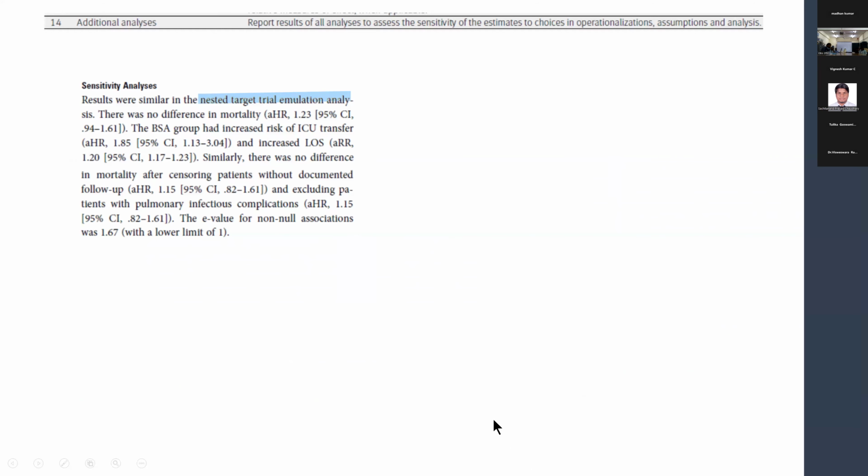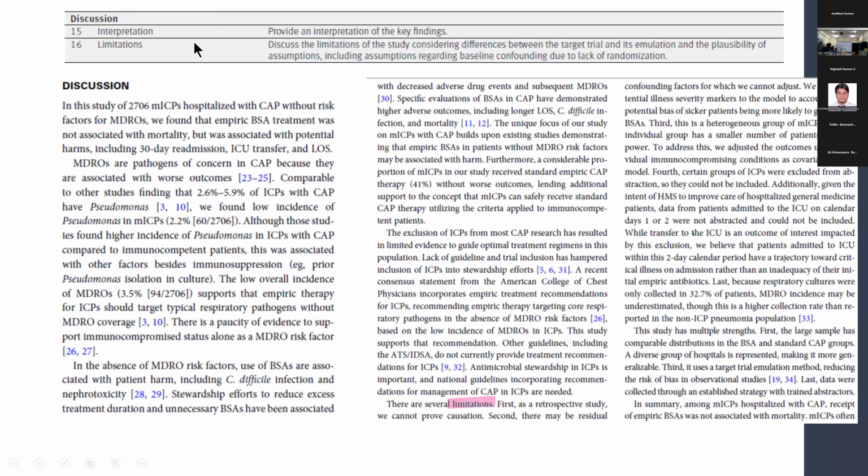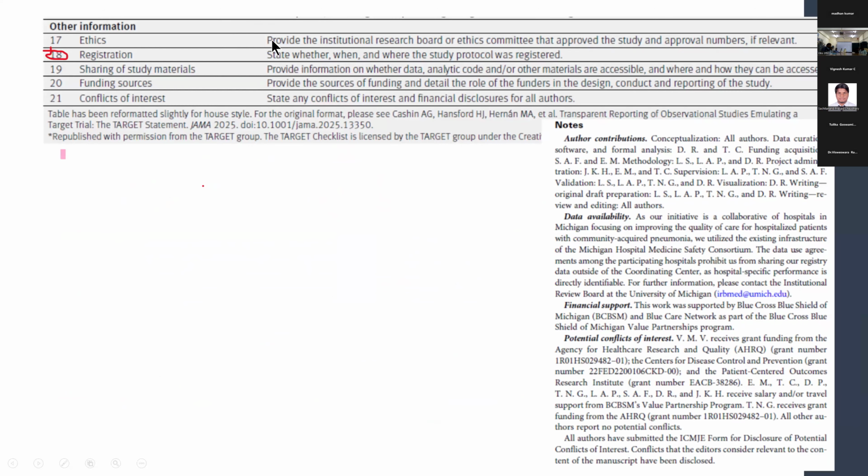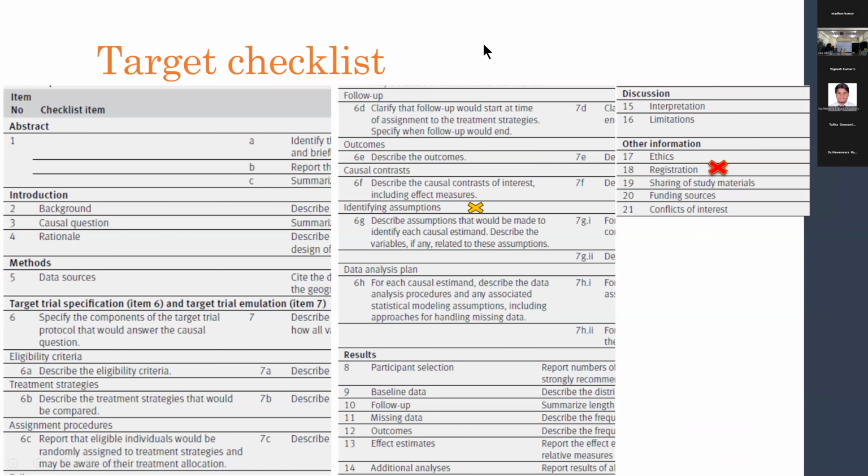And this is the second last part of the checklist, which talks about the discussion. They had interpreted the results. They had also mentioned their limitations. Other information, ethics. Normally they write, we have obtained approval from the ethics committee. Here they have not mentioned that, but they have actually given contact to the IRB review board, so they would have gone through an ethics committee. The registration number was not mentioned anywhere, but the other parts about data sharing, funding and conflicts of interest were reported well. So in this checklist, apart from the registration, everything else aligns quite well with the target checklist.